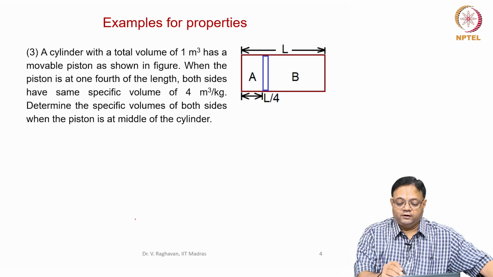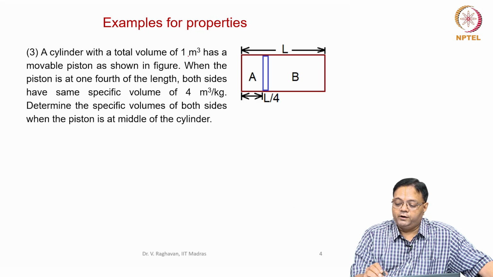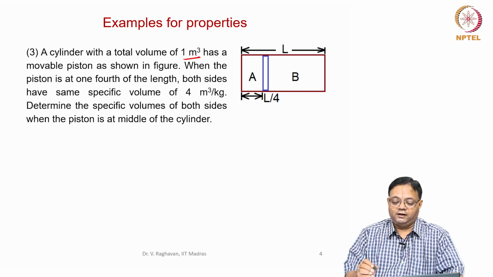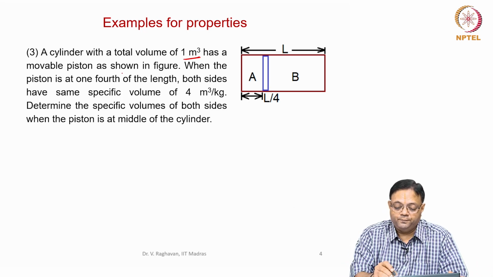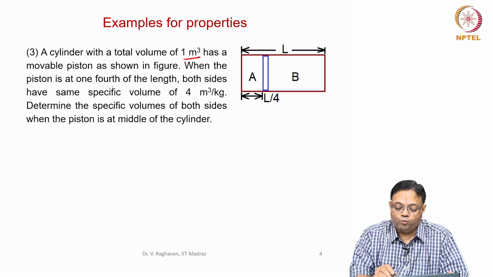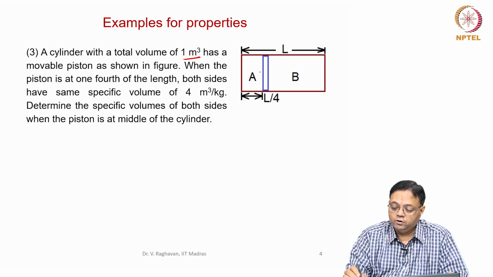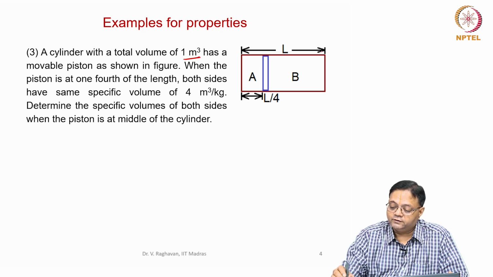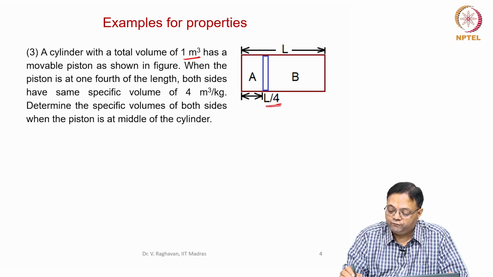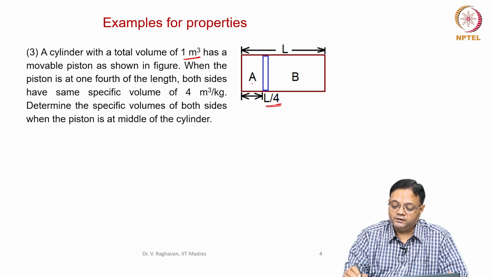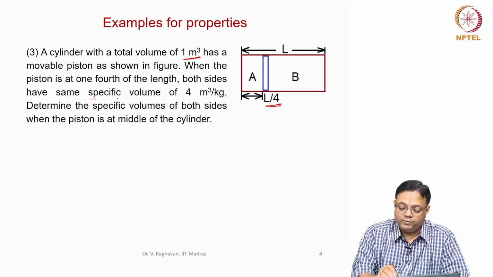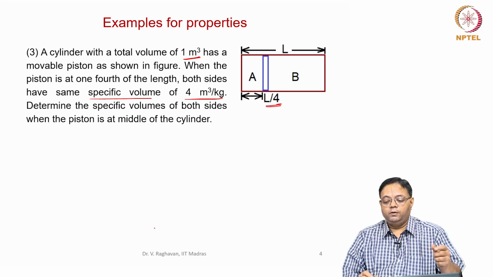Now, third problem, a cylinder with total volume of 1 meter cube. This cylinder A plus B together has a volume of 1 meter cube and has a movable piston as shown here. The piston is at 1/4 of the length. Both sides have same specific volume. So, here total length is L. When the piston is located at L by 4 from the left side, then the chamber A and chamber B have some gases or some material. The specific volume is same, which is equal to 4 meter cube per kg.